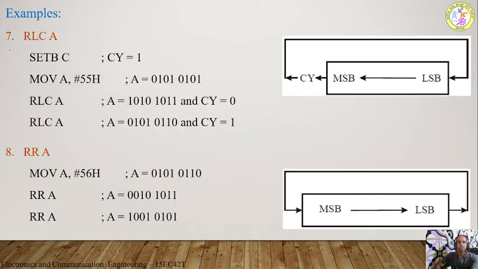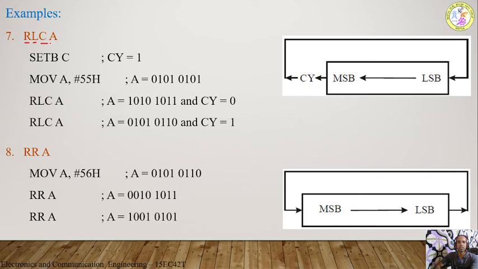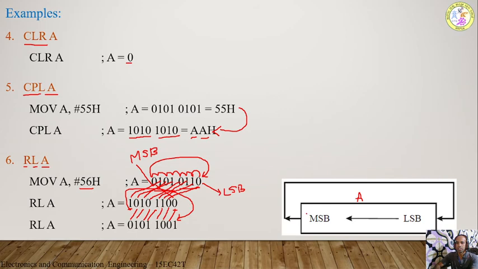Similarly, we can have rotate left. The earlier instruction is without carry, sorry, not through carry, it is without carry. So carry is not considered here, whereas this one is with carry, rotate left with carry. So carry should also be considered while doing the rotate operation. Now you can observe that the carry flag is there here, whereas the carry flag is not available in this case.